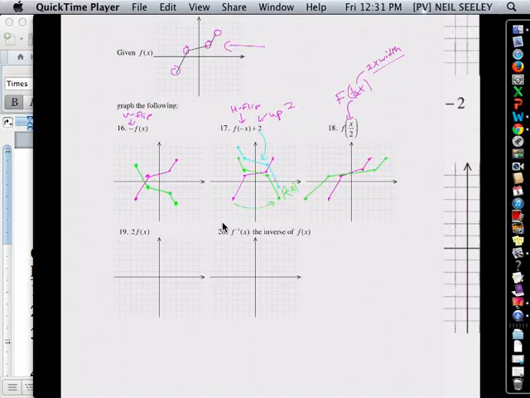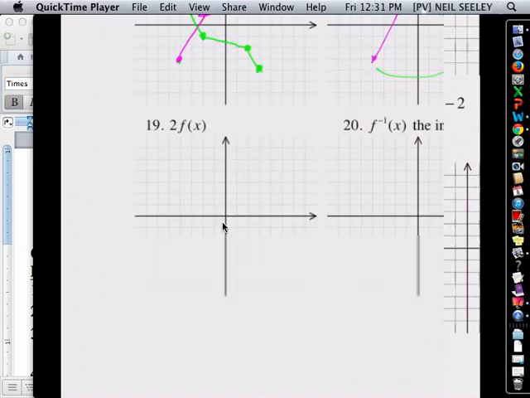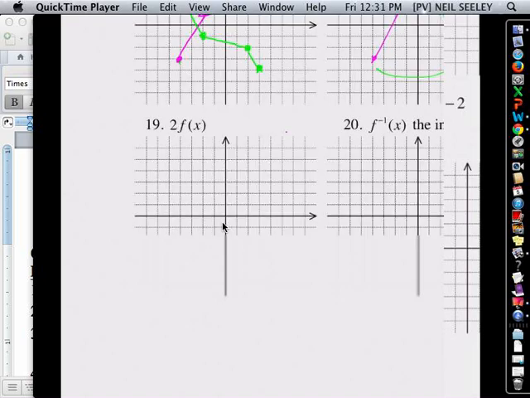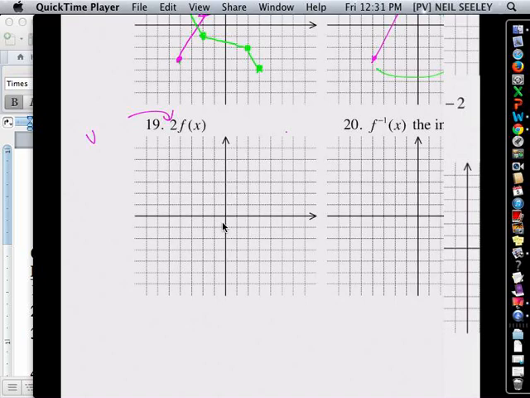Really similar. Okay, double the f of x, that's a vertical stretch. So we got the vertical stretch times 2. Remember, that's as is. So when I say times 2 vertically, I mean times 2, not reciprocal. Okay, here goes. Got that one. -4, -3. Got it.